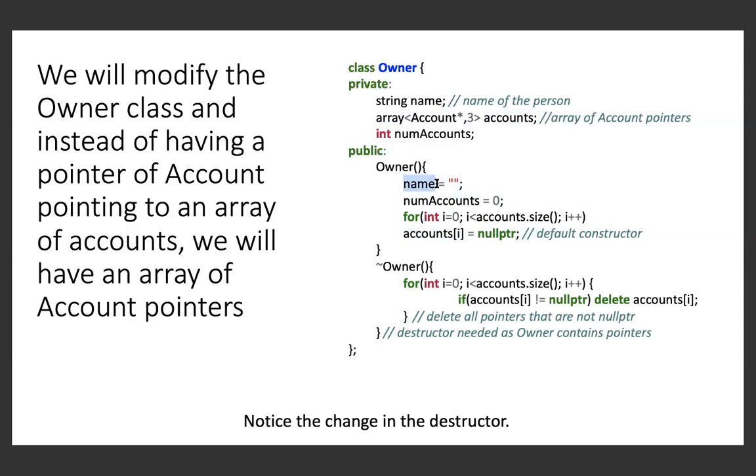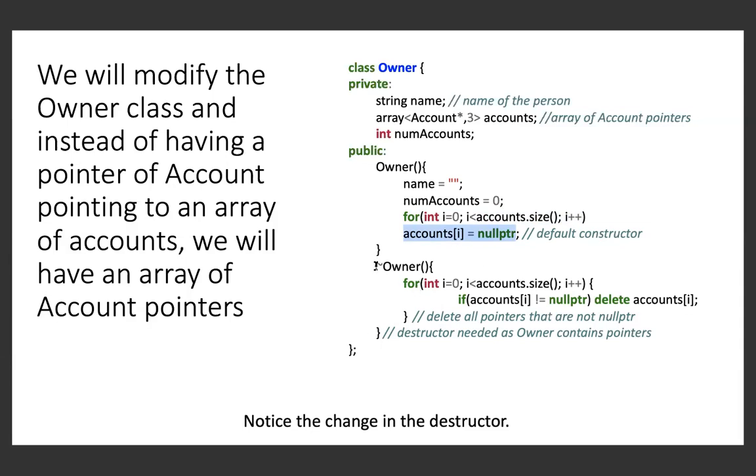So we're starting with name, we're putting it empty, number of accounts 0. And then we are going through every account inside our array of account pointers, for integer i equal to 0, i less than accounts.size(), incrementing by 1 every step. We are initializing every pointer inside the array to nullptr, because at this point we do not need any accounts yet. It's simply empty, so it's a null pointer.